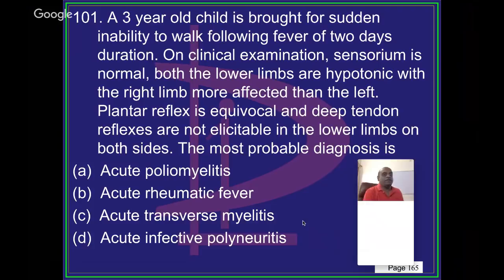A three-year-old child, sudden inability to walk, both the lower limbs are hypotonic, plantar reflex is equivocal. What is the most likely underlying cause for this acute flaccid paralysis? Classical question. Sensorium is normal, means it is pure motor. Pure motor means anterior horn cells are affected. Anterior horn cells are affected, hence there is hypotonia, LMN feature. So think of acute poliomyelitis. 101. Sharma, Sweetie Patil, Sudhakar, absolutely right. Very good, very good.